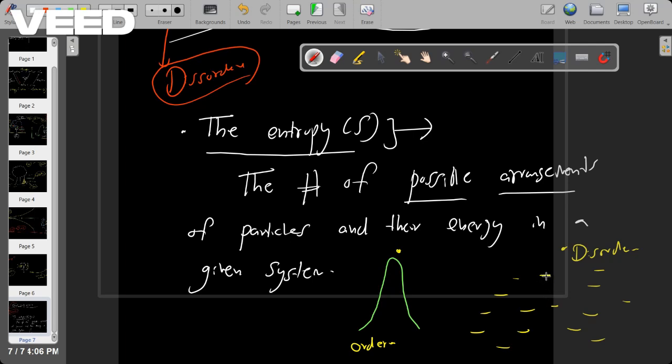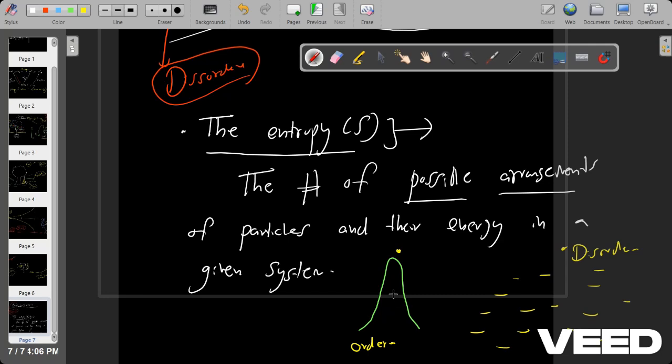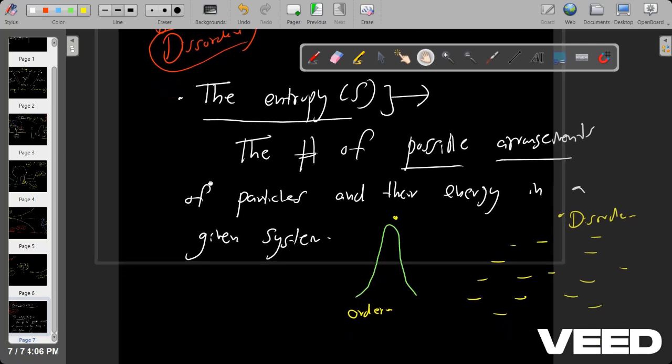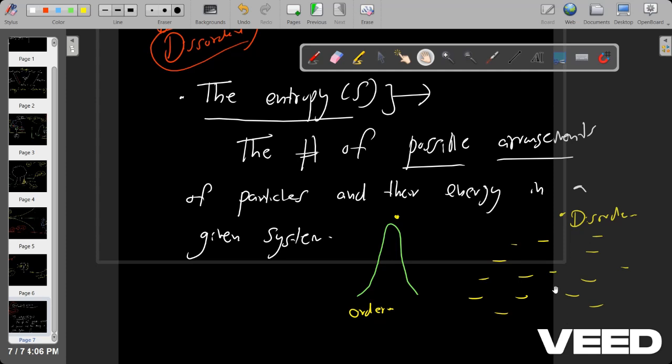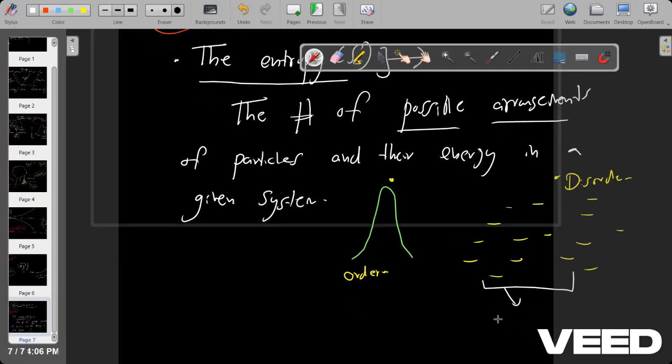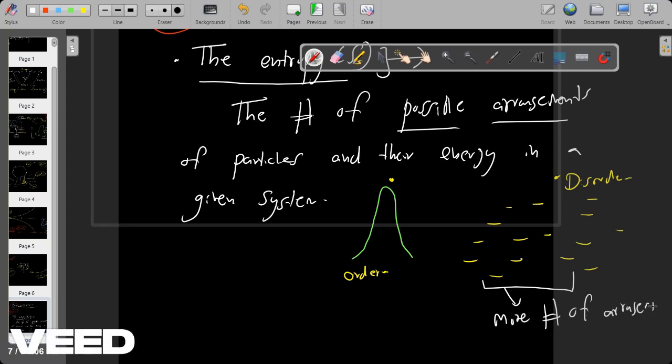Arrangement means this part, this disorder. You can have multiple arrangements, right? Here you have only a very fixed number of arrangements. When it is disordered, you can have multiple arrangements. More number of arrangements means it has more entropy, more S.